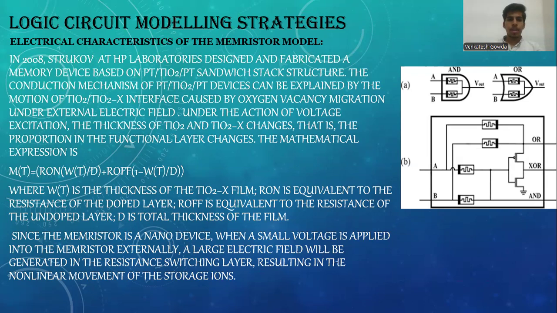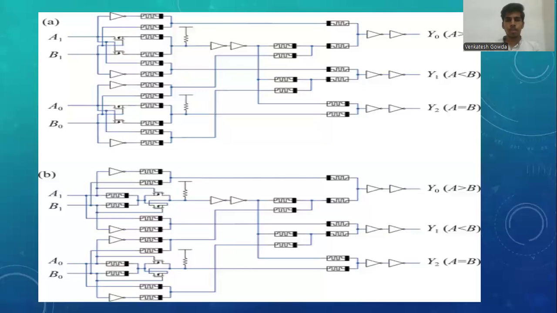changes. The mathematical expression goes like this, where w(t) is the thickness of the TiO2-x film, R_ON is equivalent to the resistance of the doped layer, R_OFF is equivalent to the resistance of the undoped layer, and D is the total thickness of the film. Since the memristor is a nano device, when a small voltage is applied to the memristor externally, a large electric field will be generated in the resistance switching layer, resulting in the nonlinear movement of the storage ions. So the logic circuit goes like this.